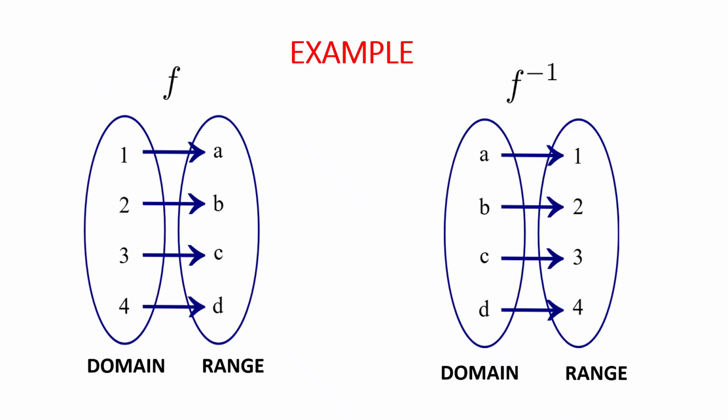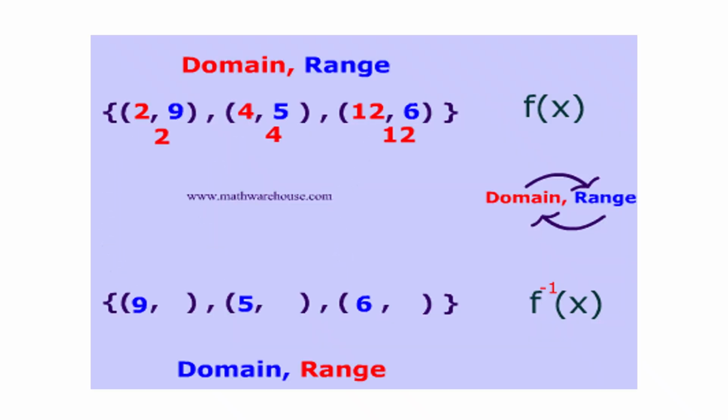Here is a mapping diagram representing the domain and range of a function and its inverse. For a function written in the form of ordered pairs, the domain is the first value and the range is the second. Now, for the domain and range of its inverse function, swap these values.